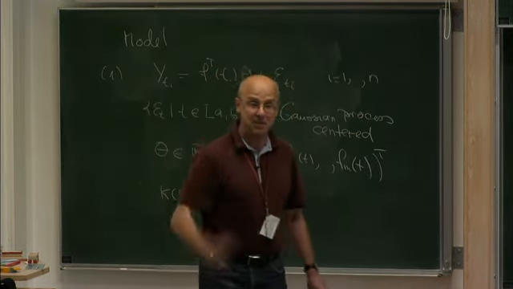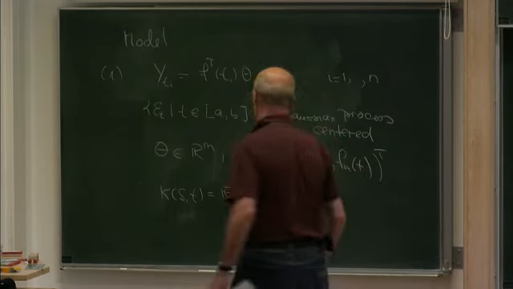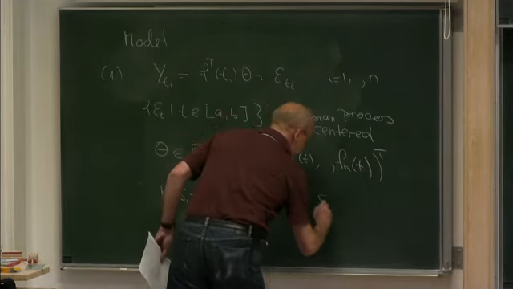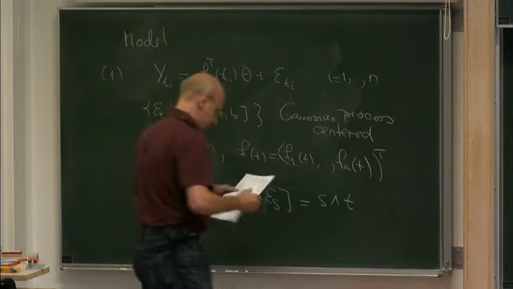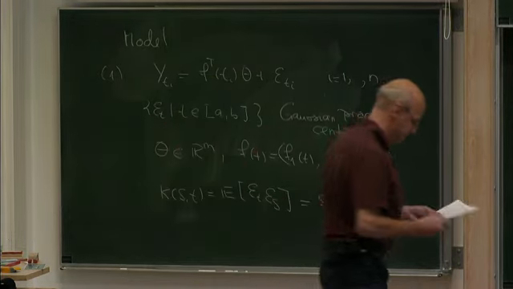So what's your favorite one? The Brownian motion. So I take the Brownian motion here. The covariance of the Brownian motion is s minimum t. Okay, so it will be Brownian motion.